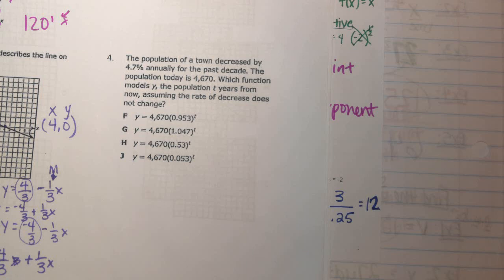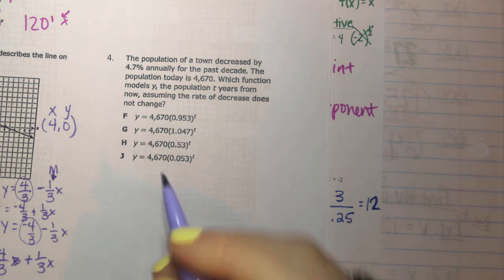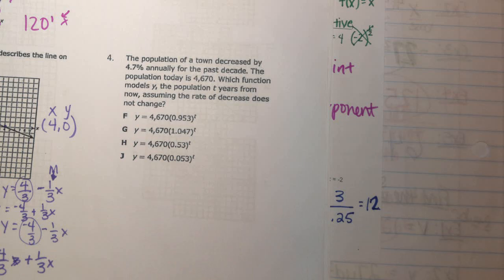Population of a town decreased by 4.7% annually for the past decade. The population today is 4,670 people. Which function models y, the population t years from now, assuming the rate of decrease does not change?